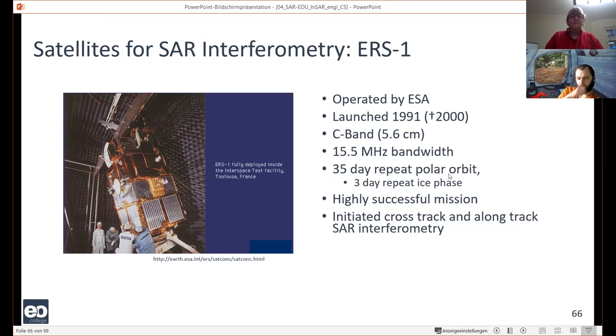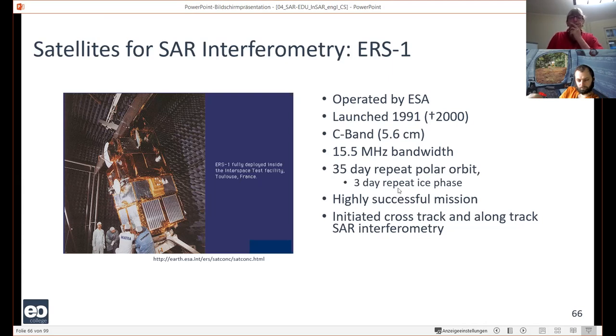It had a 35-day repeat, so repeat pass interferometry would only work at 35 days. It had some special orbit conditions for special focus. There was a 3-day repeat pass in the beginning of the satellite's life for mapping ice. Yeah, this initiated cross-track interferometry because it was such a wonderful instrument. And then ERS-2 was launched in 1995, the equivalent satellite. Here you see it in the clean room in Toulouse, in the test facility, here in an anechoic chamber where the radar antenna has been tested.